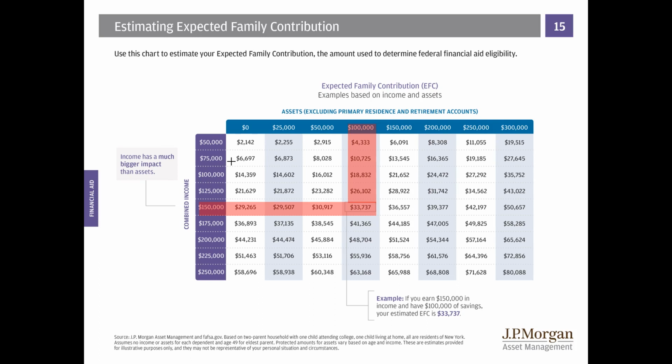It's roughly the same on the CSS Profile as well, which is another form to fill out for private schools. But the key takeaway here is that increases in income have a much bigger impact on financial aid eligibility than the same increases in assets. And that's where the planning comes into place.